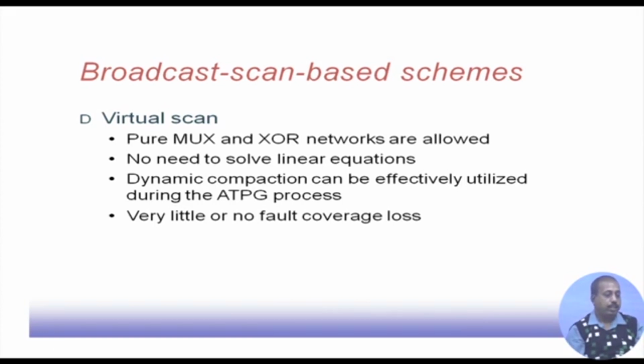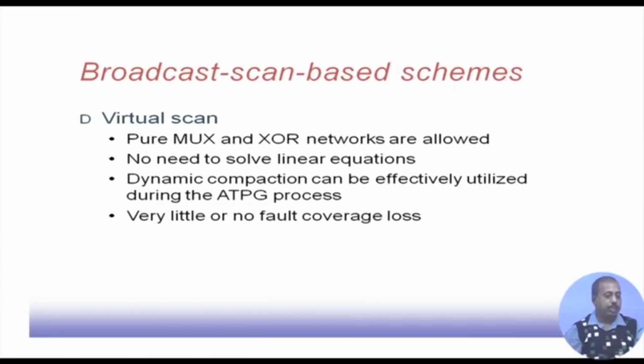Sometimes we have another type of structure which is known as virtual scan. In virtual scan, instead of only multiplexers, XOR networks can also be allowed, and in fact we can also allow any other gate network. So, AND or NAND, those types of gates can also be possible. Now, the advantage is that since we are allowing other logic, it is no more linear. So, we do not need to solve linear equations, but we can try to configure the decompressor using those extra gates, so that it gives us a good amount of compression.